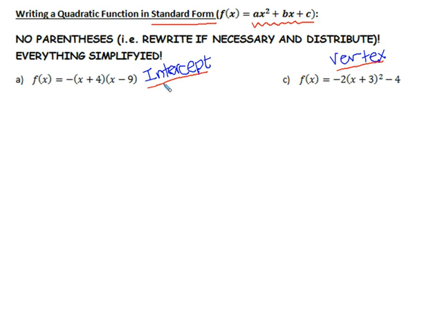So when we look at intercept form and vertex form, we actually have parentheses going on. So if we want to convert it to standard form, that means we want to get rid of the parentheses. Okay, we don't want any parentheses. And we know that in order to get rid of parentheses, we're going to have to do some distribution. So this lesson is going to be really easy. We're just going to be doing a lot of distribution and a lot of combining like terms. So let's start off with intercept form.